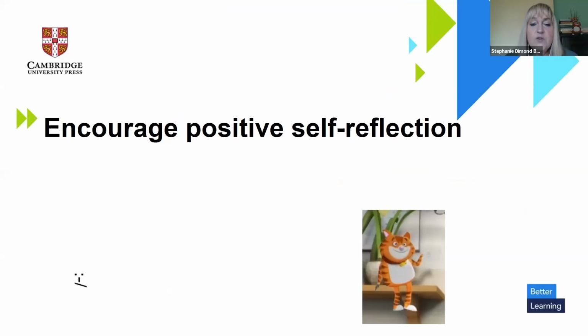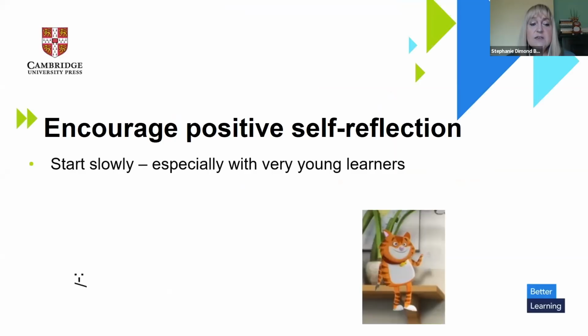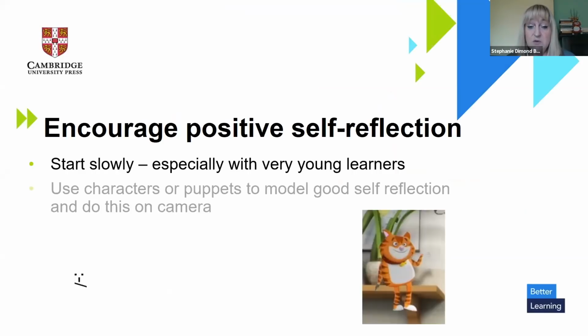Okay, one of the other points that we said was very important for autonomy was positive self-reflection. For adults, this is not so difficult. Adults tend to be more reflective. For children, it's more of a challenge. So you need to start very slowly. This is what I was saying before about build it bit by bit. They're not going to do it well to begin with. They need time to develop the skill.